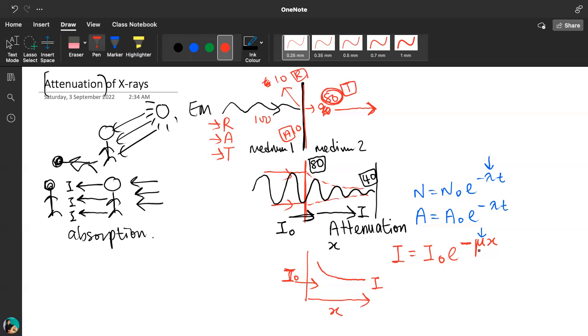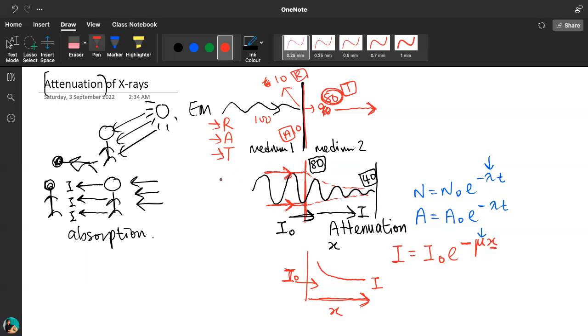So the decrease in energy is very fast. And x is the distance. So as the distance increases, the intensity of the X-ray keeps decreasing. Now, one thing to note also: the X-ray striking the boundary must be parallel to be able to use this equation. They must be parallel rays.